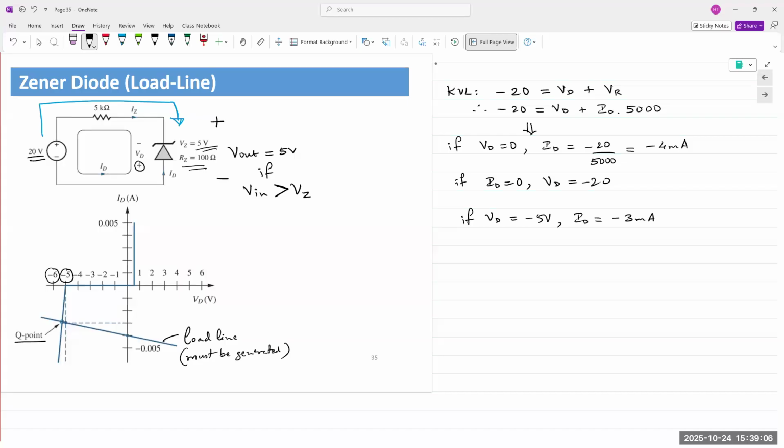The characteristics were already given to us. Those are the Zener diode characteristics, and that's the load line. The intersection point of those two gives us the VDQ and IDQ values.